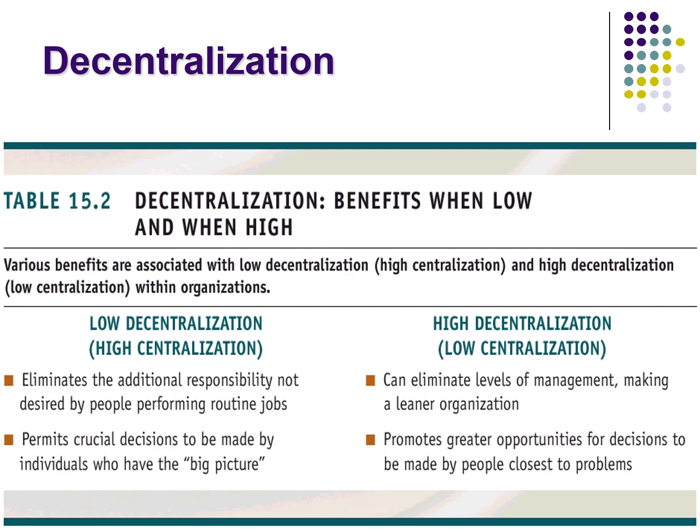When we look at high decentralization or low centralization, in highly decentralized organizations, we can eliminate levels of management, making a leaner organization. We usually see decentralization as a flatter organization, and it does promote greater opportunities for decisions to be made by the people closest to the problems. So again, you can kind of start to think about when this works and when this doesn't. But we can also easily identify this as we look at an organization. The taller the organization is, with more levels of management, the more likely that organization is highly centralized. The flatter the organization is, with fewer levels of management, the more likely it is a decentralized system of decision making.